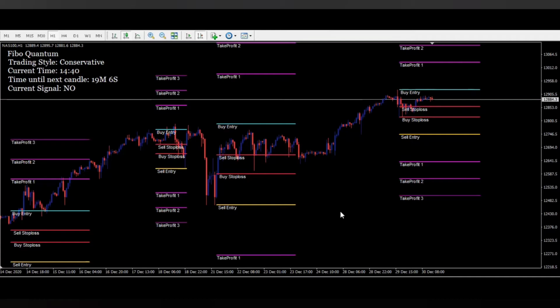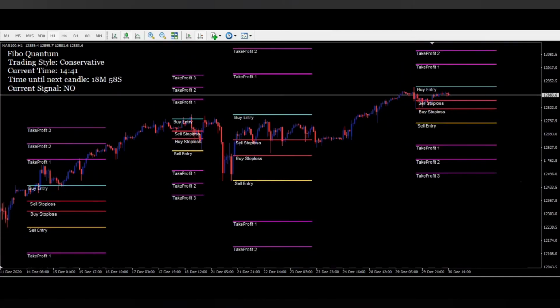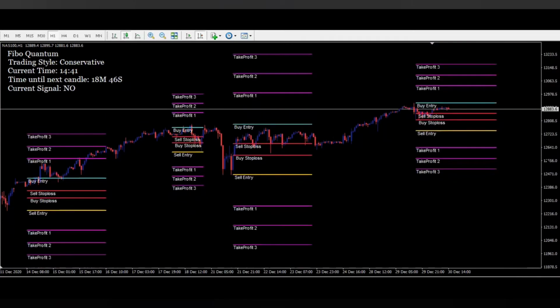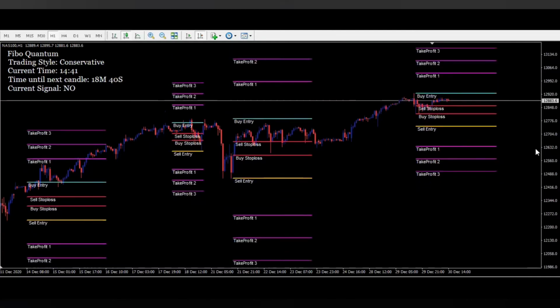So anyway, right now we're looking at an indicator. It's called Fibo Quantum. Now, Fibo Quantum is a MetaTrader 4 indicator, like I've stated, which shows you where to buy and where to sell on the MetaTrader 4 chart. So you install this on MetaTrader 4, and then it shows you the best places to buy and sell. All right, so it basically shows you where the good signals are and shows you where to buy and where to sell. It also gives you the take profits. All right, the take profit 1, 2, and 3.